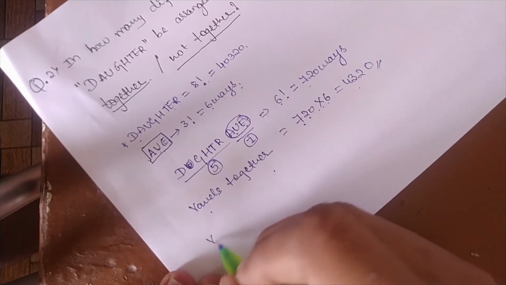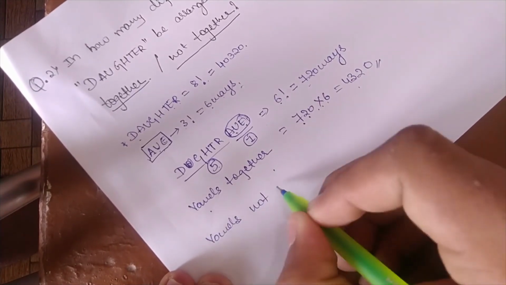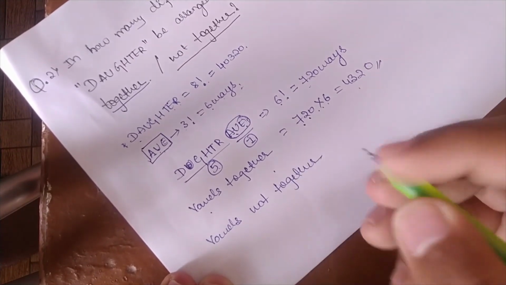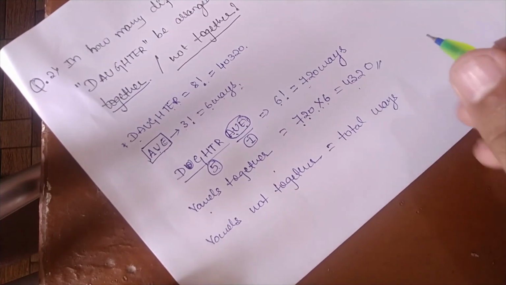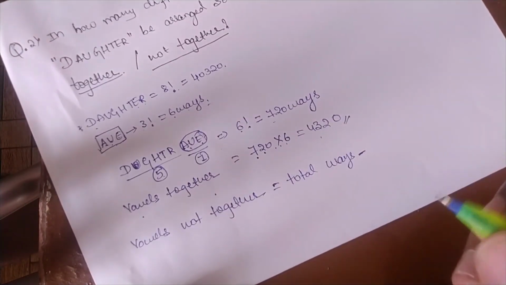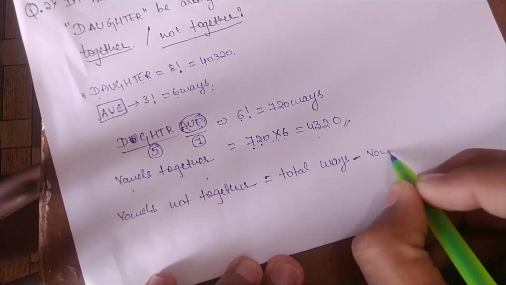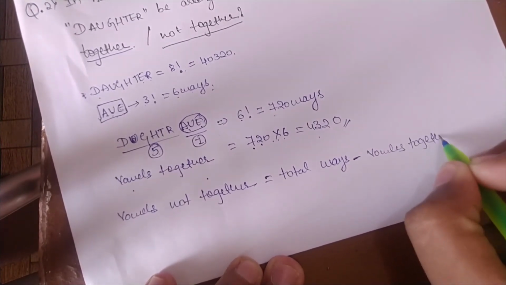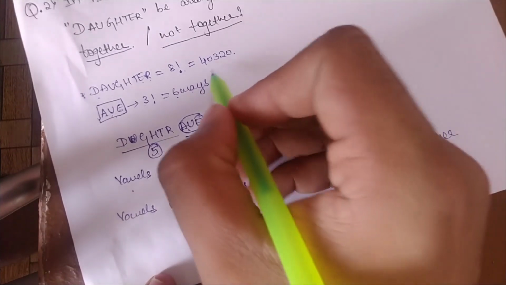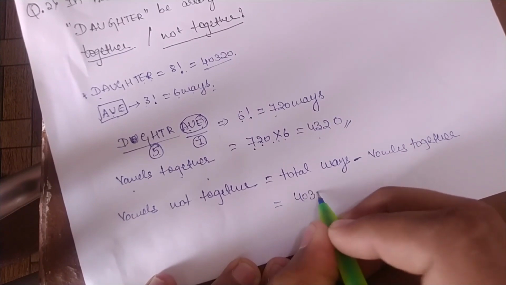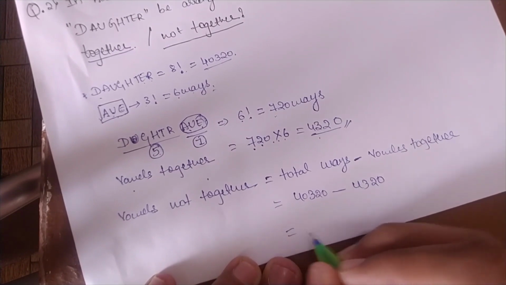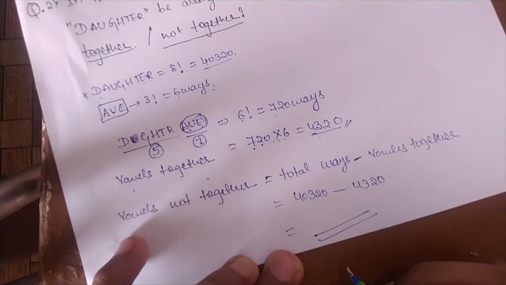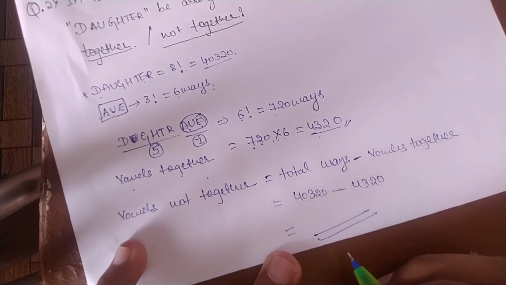So if they ask vowels not together, it is equal to total ways of arranging the letters of daughter minus the vowels together case. Total ways is 40,320 minus vowels together, 4,320. So if you do this, you will get the vowels not together case. So that's it. I hope you understand. So let's move to the next question.